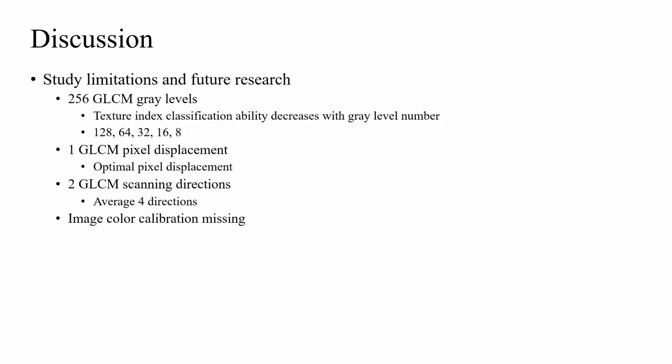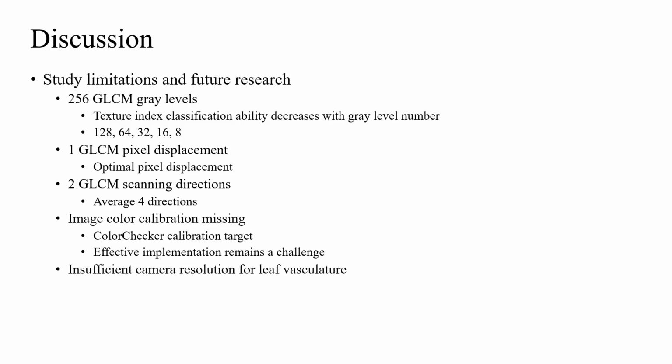Therefore, the image color could be inconsistent across different images due to different lighting conditions. A common practice for image color calibration involves capturing a camera calibration target, such as a color checker, in all images. However, implementing such a target effectively in a high-throughput phenotyping system for thousands of plots remains a challenge for future research. The cameras used in the study were unable to capture the fine vasculature of soybean leaves.